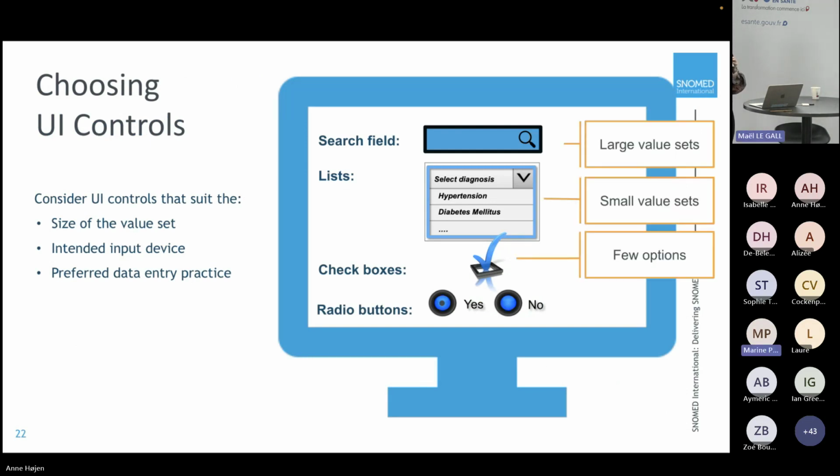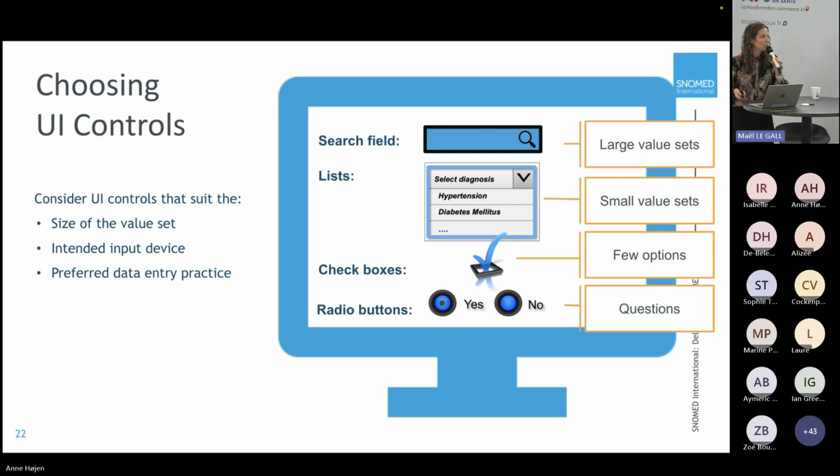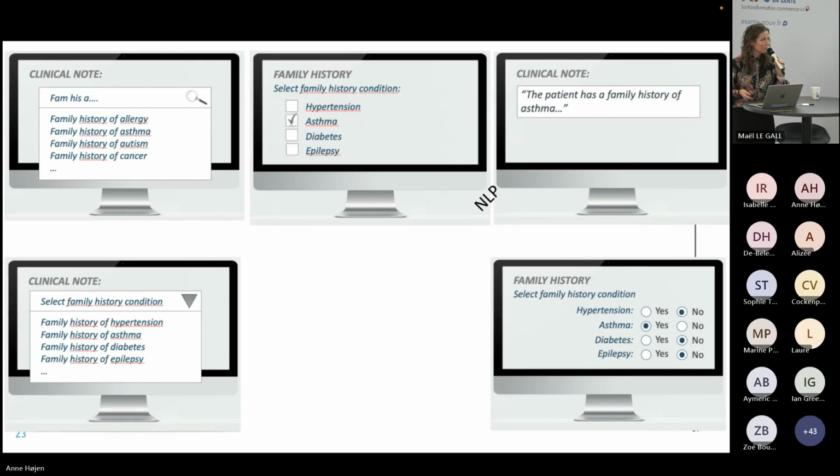This is about when to use what controls. If you have a large value set, you would probably use something like a search field. If you have a small value set, you can have a list. If you have very few options where you're very specific, every time we want to record whether it's this or this, you would use radio buttons. And if you have many options that you can select from and only a few, you would probably use checkboxes.